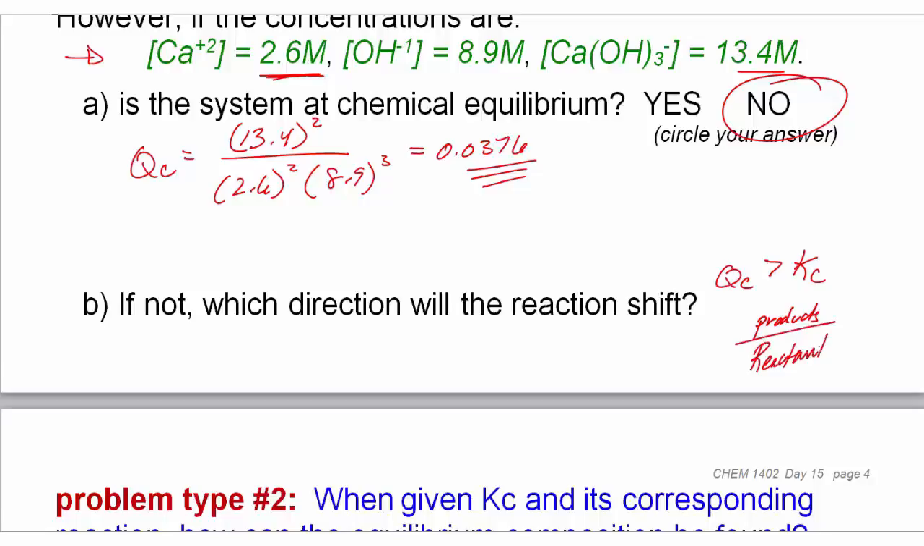Always. So if it's too big, that means I have too much product. So if I have reactants and products, and if I have too much product, it has to shift in that direction and give me more reactants. Those excess products have to react. Okay? So you can just draw your arrow or say shift to the left.